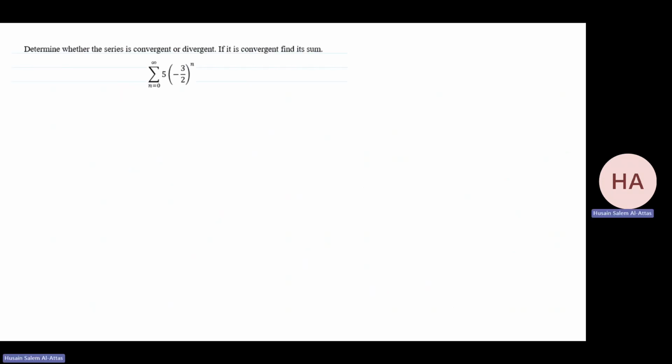Determine whether the series is convergent or divergent. If it's convergent, find its sum. Okay. So now, I think they do this. Yeah, we just open it up. So that will be what? At n equals 0, that will be 5. At n equals 1, yeah, very clear. This is geometric. At n equals 1, that will be 5 times minus 3 over 2. At n equals 2, that will be 5 times minus 3 over 2 squared, and so on.